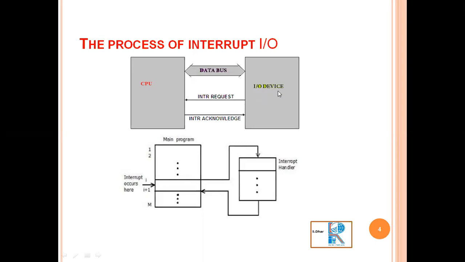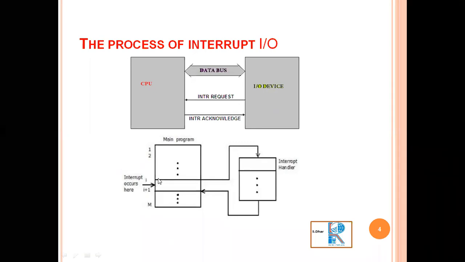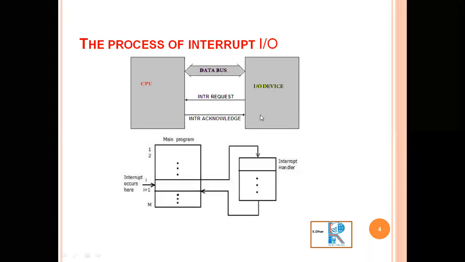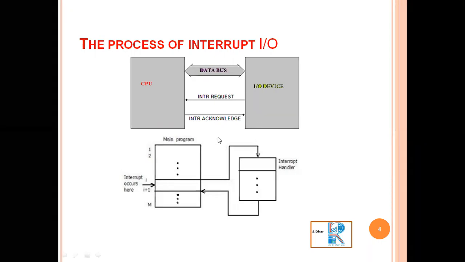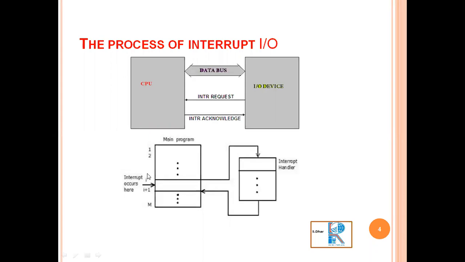Okay, one interrupt comes from this IO device. When the CPU is executing the instruction I, what will happen? The CPU will first complete the total instruction. That means in the total instruction there are 5 stages: instruction fetch, instruction decode, memory read, execution, memory write. Only after the last stage, that means after the completion of the instruction cycle, the CPU will stop executing the current program.